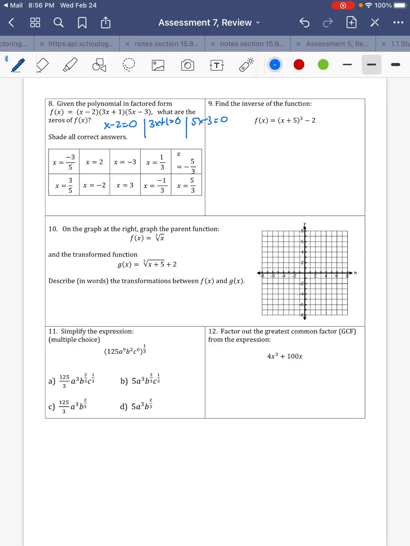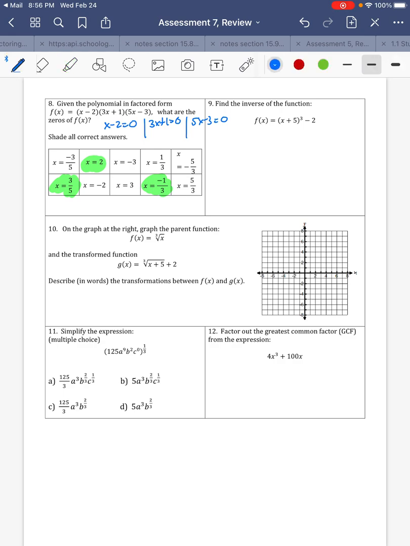If you solve x minus 2 equals 0, you add 2 to both sides, so you end up getting x equals 2. 3x plus 1, you take away 1, divide by 3, so you get negative 1/3. 5x minus 3, you add 3, divide by 5, and you get 3/5.